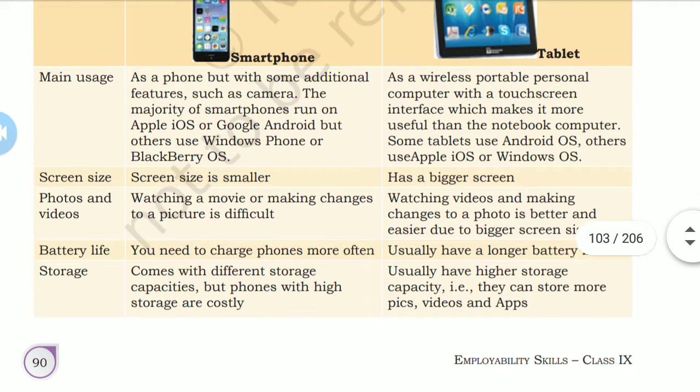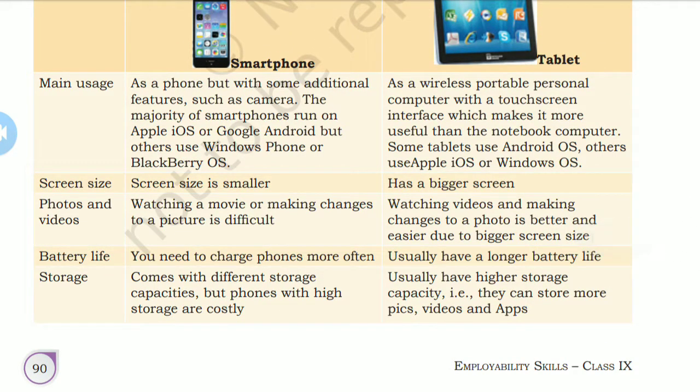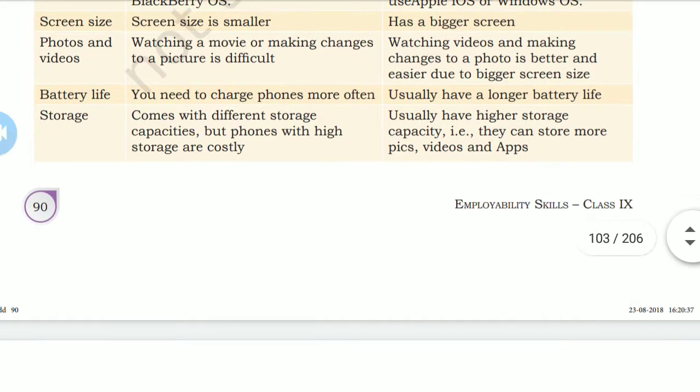Battery life: you need to charge phones more often, and usually the tablet has longer battery life. Storage: the storage of a phone is limited to some capacity, but in case of a tablet, it has higher storage capacity. That means they can store more pictures, videos and apps.